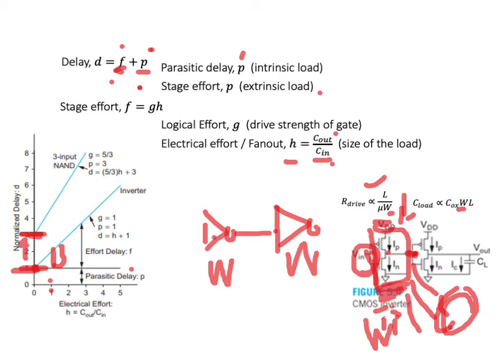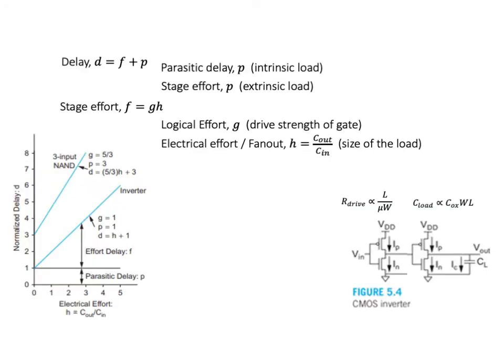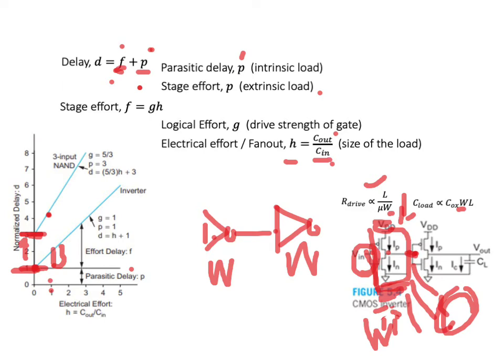So for H equals 1 of a 3-input NAND gate, there is also an incremental delay of 1 unit of delay. This means that for a NAND gate of size W driving another NAND gate of size W, the incremental delay to drive a similar NAND gate of a similar size is the same as the delay of a NOT gate driving a similar NOT gate of a similar size.